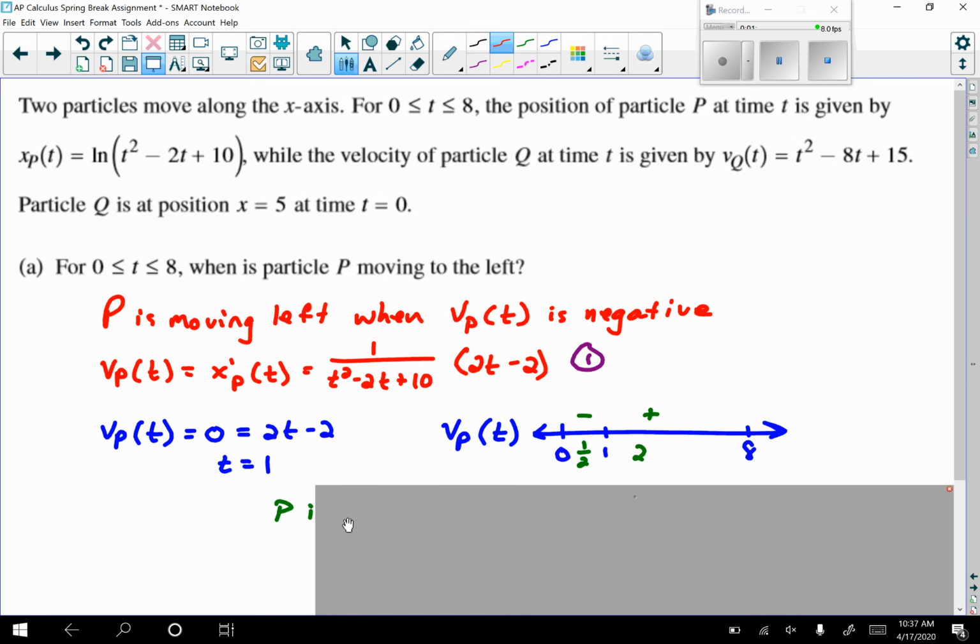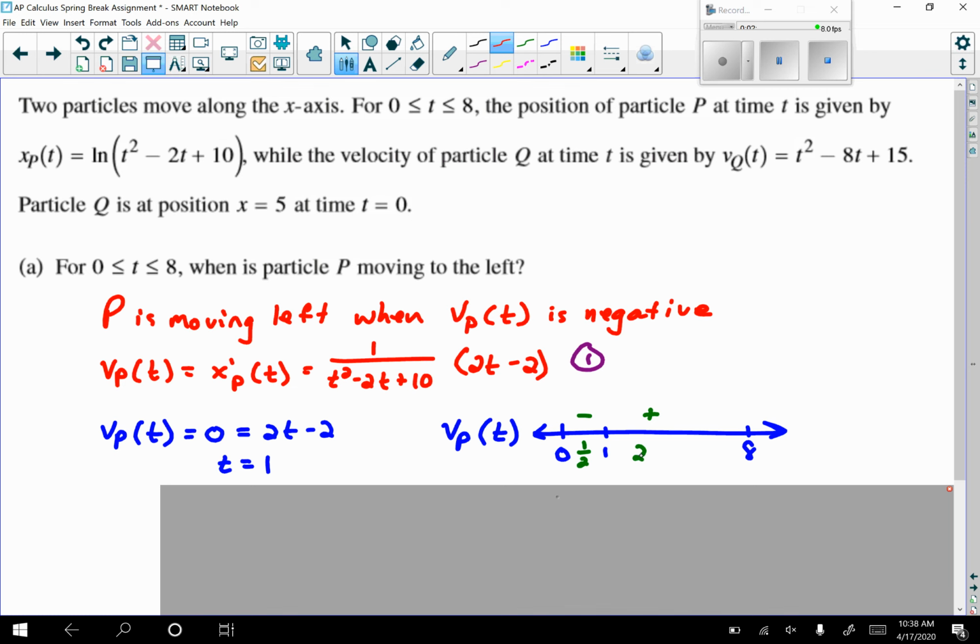All right, so what I went ahead and did was I just set V sub P of t equal to 0, and when a fraction is equal to 0, that means just the numerator has to be 0. So all I did was set 2t minus 2 equal to 0, which gave me t equals 1. So on the number line here, notice how I have it labeled, numbered from 0 to 8. Yes, even though this is a closed interval, we're not asked for a max or a min, so I just want to find the sign values here.